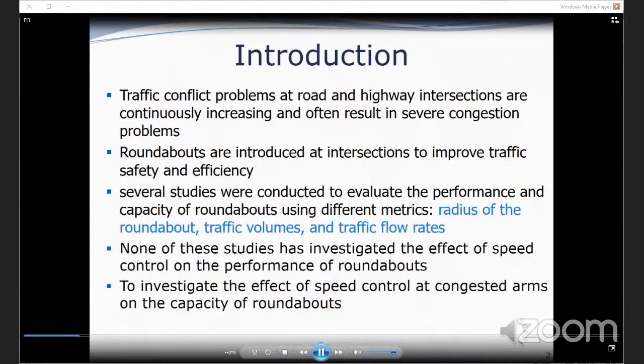Several factors were shown to affect the performance of roundabouts, including their geometrical features and driving behaviors. Several studies were conducted to evaluate the performance and capacity of roundabouts using different metrics such as the radius of the roundabout, traffic volumes, and traffic flow rates. The findings of these studies suggest that the performance of roundabouts is greatly affected by their geometrical design and driving behaviors. Despite the promising results of these studies, none of them has investigated the effect of speed control on the performance of roundabouts. In this work, we investigate the effect of speed control at congested arms on the capacity of roundabouts. To this effect, we have designed a simulation study using the microscopic traffic simulator, SUMO.